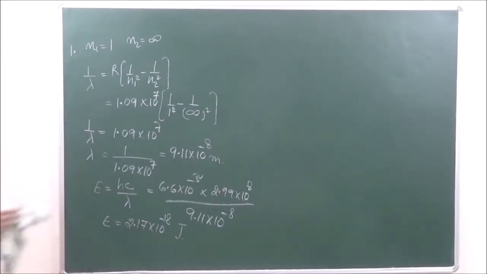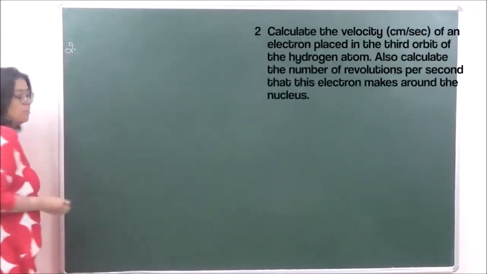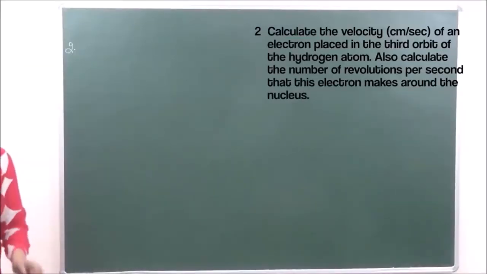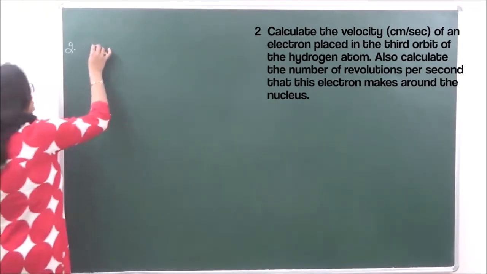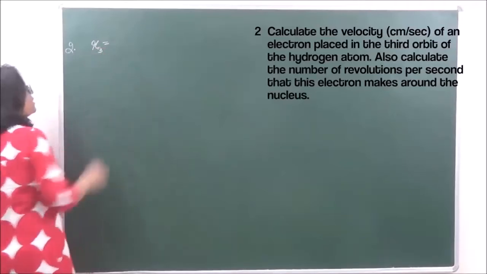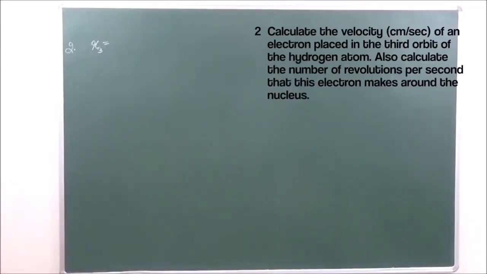Let's go to question number 2. Question number 2 is: calculate the velocity in centimeters per second of an electron placed in the third orbit of hydrogen. So n is given as 3. Also calculate the number of revolutions per second that this electron makes around the nucleus. First of all, in the first step, we need to calculate the radius. Only then can we calculate the velocity. So in the first step, let's calculate the radius for n is equal to 3. Radius is given as what?